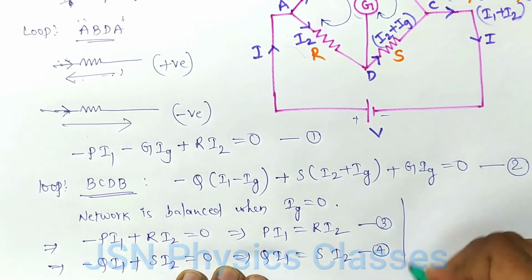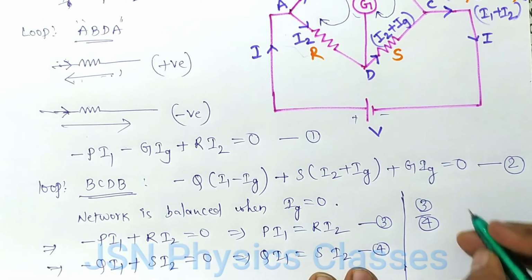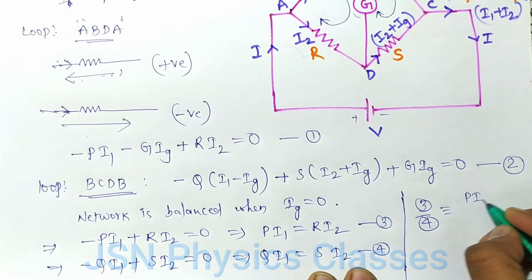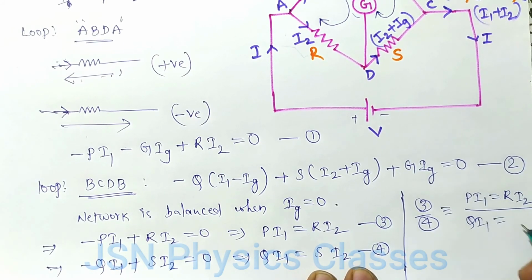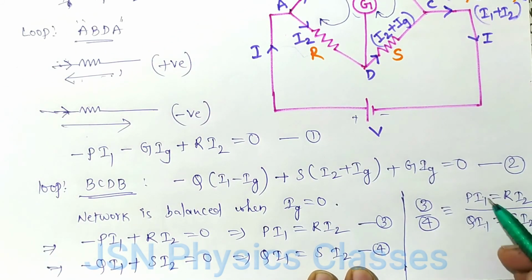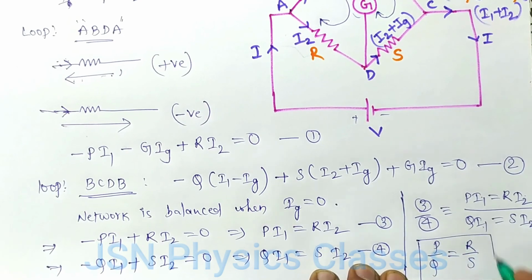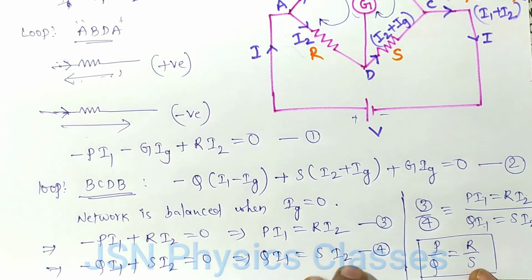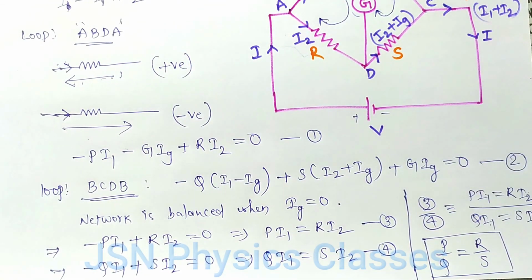So here what I am doing, equation 3 divided by 4, so that is P I1 equal to R I2, divided by Q I1 equal to S I2. See here I1 and I2 cancel, so that is P by Q is equal to R by S. So this is the condition for the Wheatstone bridge when it is balanced.